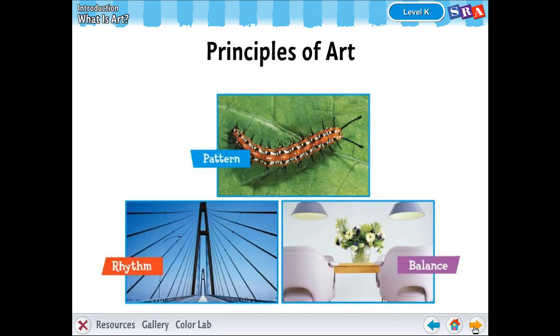Now, the principles of art. Sometimes we talk about the principles of art, and the principles of art are patterns. If you look at this caterpillar, it has patterns on it, black, white, and it also has legs, no legs, legs, no legs. Patterns. Art can have patterns. Art can be rhythm. When we talk about rhythm in art, this is an example of rhythm, like in music. And then we talk about balance, a principle of art. Does it have symmetry? Like if I cut this paper in half, would one side look the same as the other?